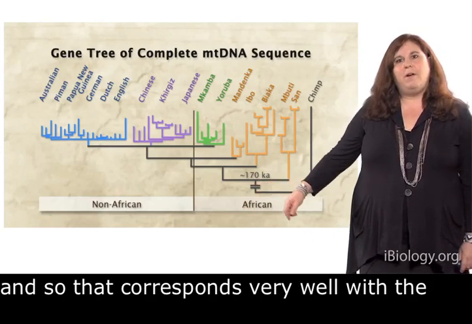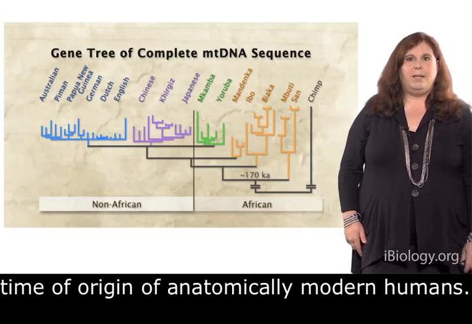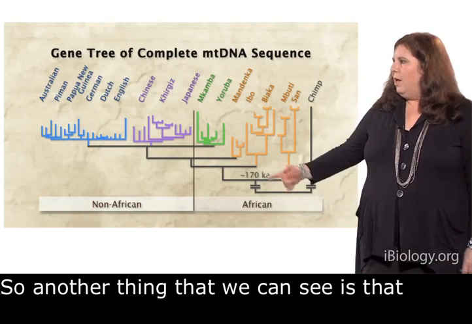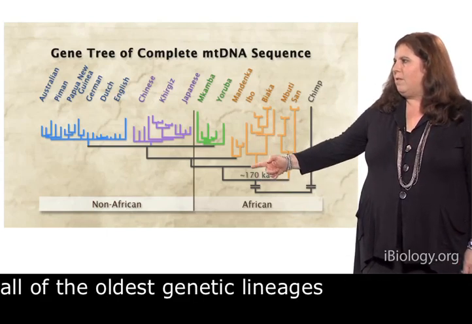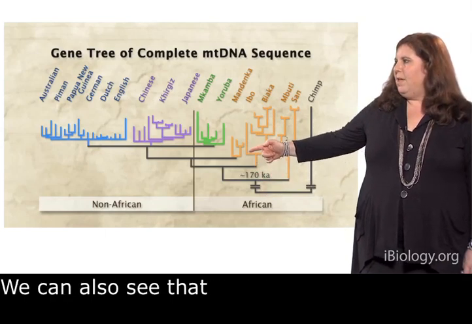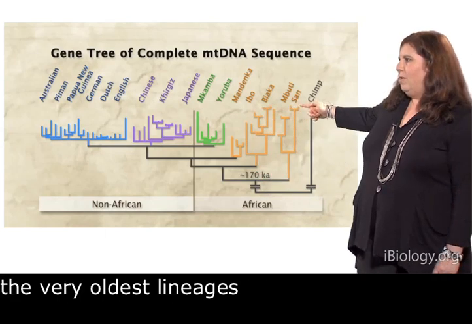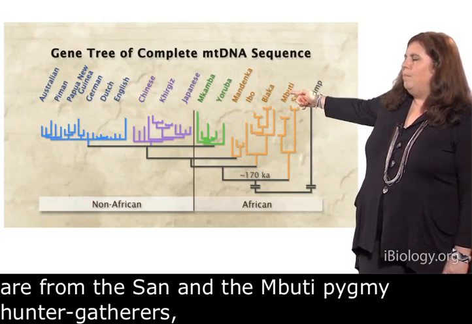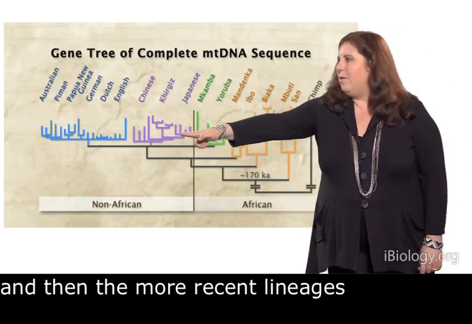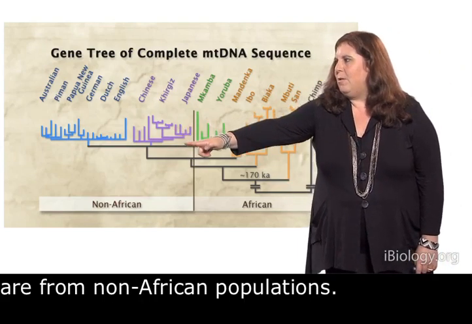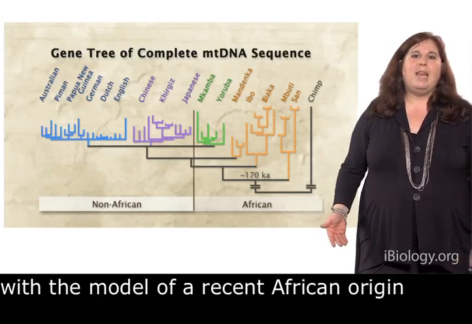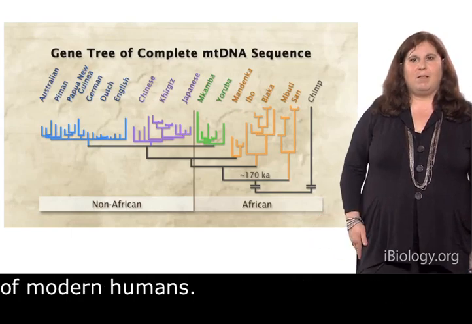And so that corresponds very well with the time of origin of anatomically modern humans. Another thing that we can see is that all of the oldest genetic lineages are from African individuals. We can also see that the very oldest lineages are from the San and the Mbuti Pygmy hunter-gatherers. And then the more recent lineages are from non-African populations. And that is a pattern that's very consistent with a model of a recent African origin of modern humans.